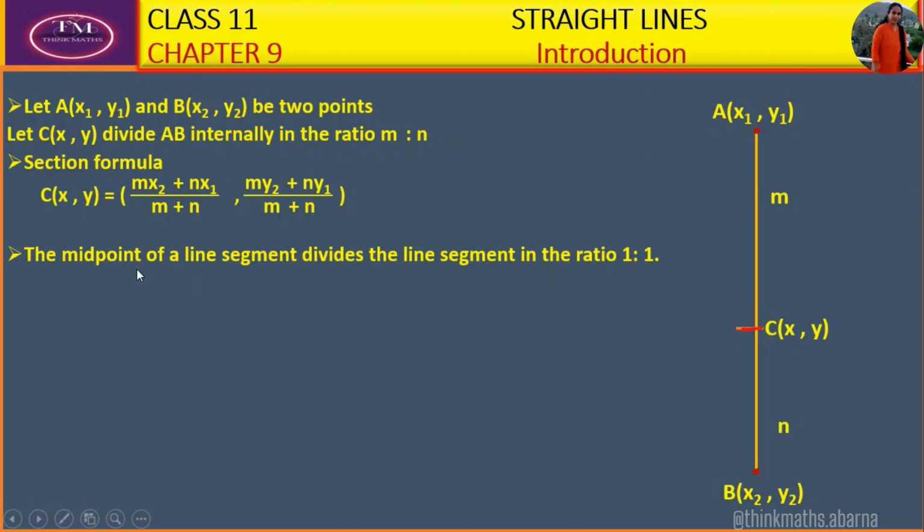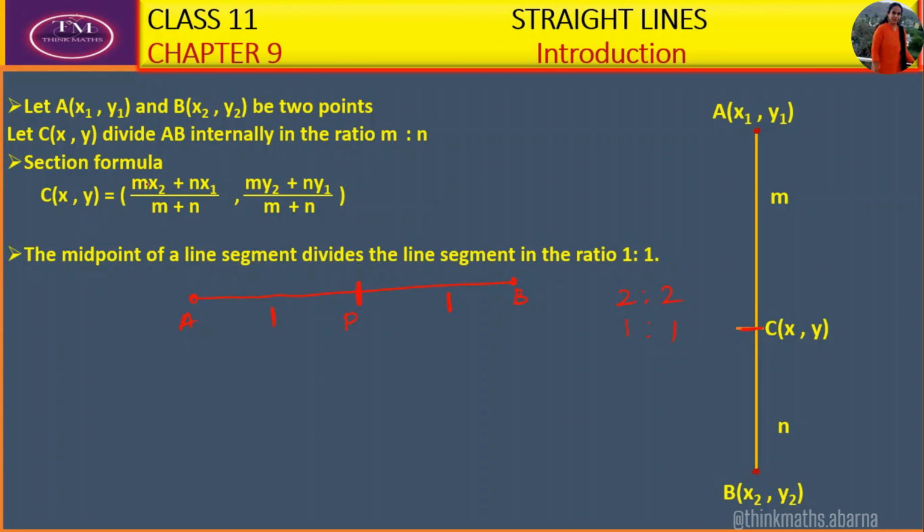In this section formula, there is a special case. That is, there is a straight line AB, and there is a point P which divides AB in the ratio 1 is to 1. That is, this point P is called the midpoint. If the ratios are the same, then that point is called the midpoint. So if this is 1 is to 1, or 2 is to 2, you can divide by 2 and write it as 1 is to 1. So at last, if the simplified ratio is 1 is to 1, then the point is called the midpoint.